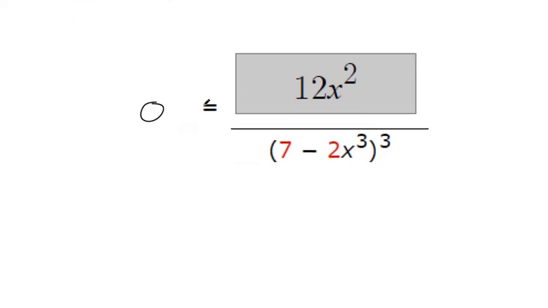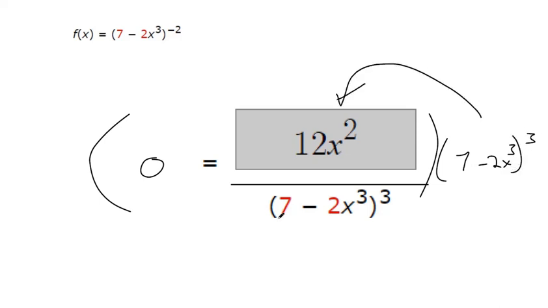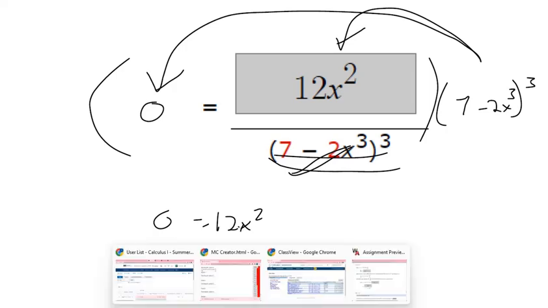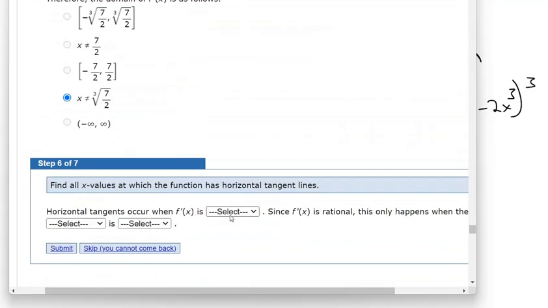So to solve where the derivative equals 0, we'd want to multiply both sides of the equation by (7 minus 2x to the third) all to the third power, because that would cancel out x in the denominator. Because we can't solve for x if it's in the denominator, so that's our first task. Just get it out of the denominator. And then 0 times this whole term makes 0. And then to finish solving, you can probably see that x is going to be 0, right? Divide 12 from both sides, square root of 0 is 0. So it looks like x is 0 is going to be the only place.